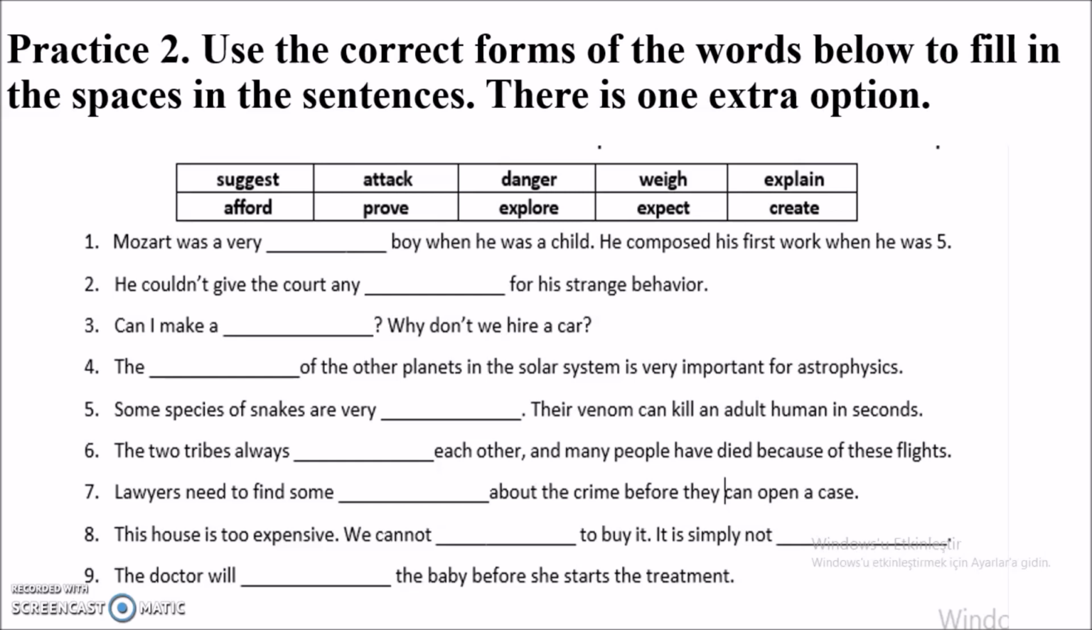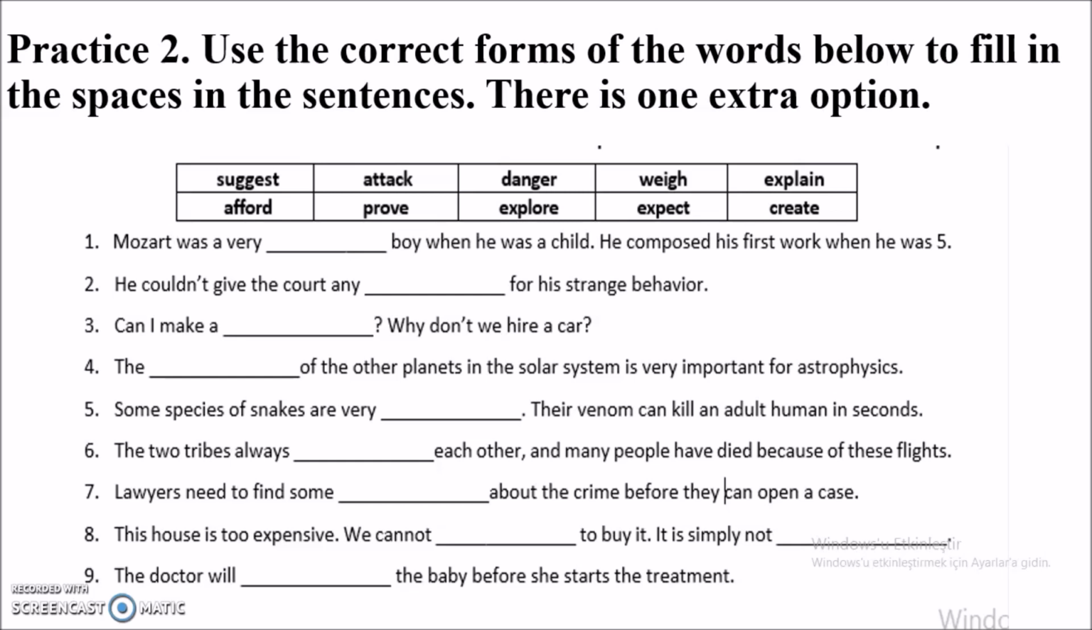While you are doing these kinds of exercises, you need to pay attention to the meaning. Of course, meaning is the most important thing in rewriting. And you need to check the grammar structures. I mean, what is missing in the sentence? What is the missing part of speech? Do you need a verb? Do you need an adjective? Do you need a noun in your sentence? These are the points that you need to consider.